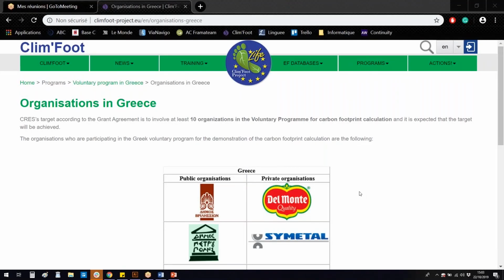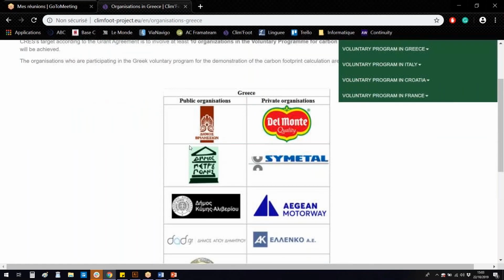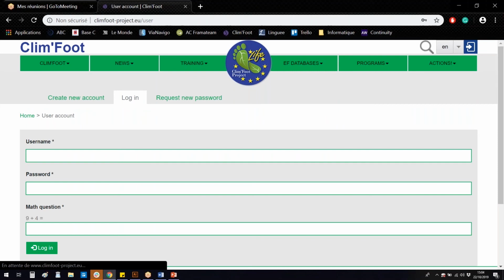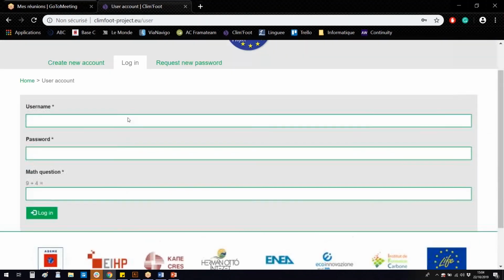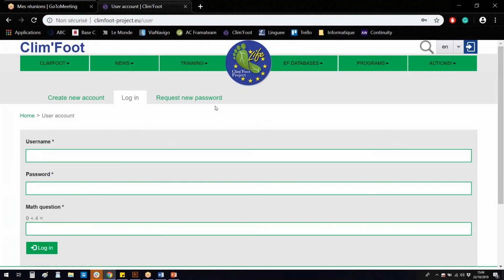Now? Yes. Okay. So you can consult the list of the organizations involved in the voluntary program on the website. You have the program parts and voluntary program. You have the logo of each organization. And if you would like to access the Bilan Carbon Clim'Foot tool with the emission factors, you need to log in or to create an account. Just fill in this form, and we will validate your account, and you can access the emission factors and the different tools available on the website, on the platform.